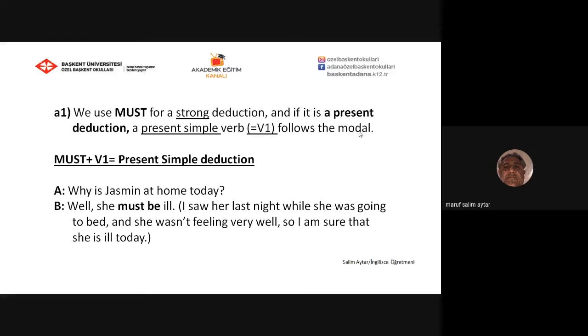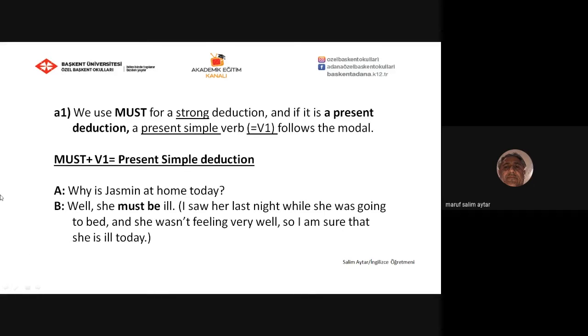We use must for a strong deduction. And if it's a present deduction, a present simple verb, namely verb 1, follows this modal. You see how the structure is built here. First, the modal must, then the present simple verb follows it.